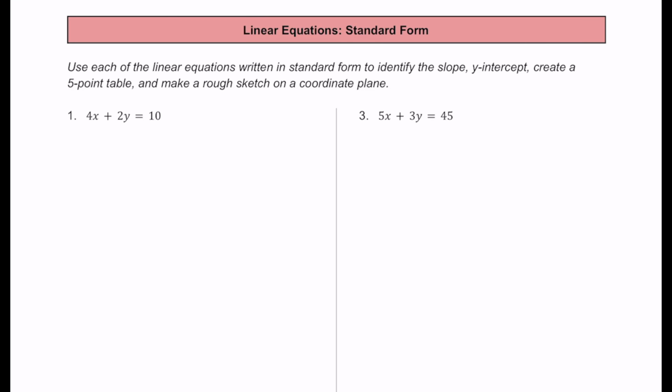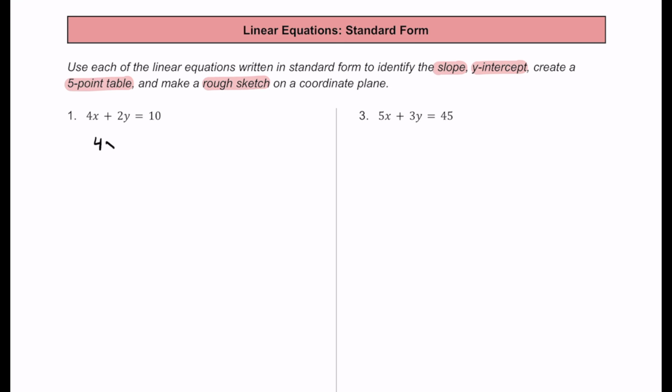Let's practice graphing linear equations when they're written in standard form. For each of these linear equations, we're going to identify the slope and then the y-intercept, as well as create a 5-point table and then make a rough sketch or a graph on a coordinate plane. For number 1, we have the equation 4x plus 2y is equal to 10.